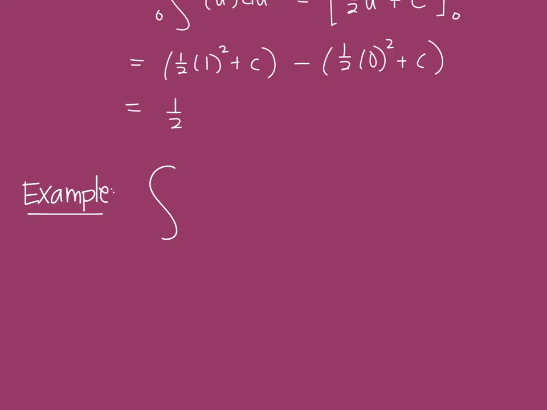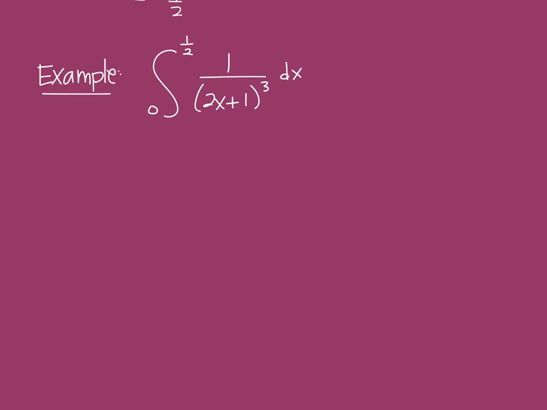All right, so let's look at the definite integral from 0 to half of 1 over the quantity 2x plus 1 cubed dx. So first you would identify your u choice. Maybe you would want to rewrite this as 2x plus 1 to the negative third dx, just to help you see that yep, I know what my u is going to be. And so my u would be the choice of 2x plus 1.